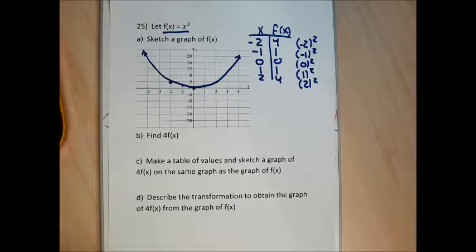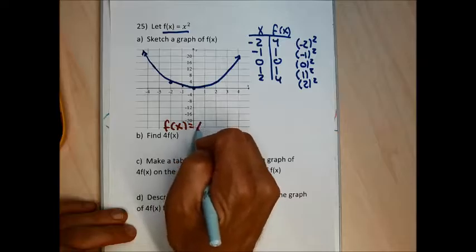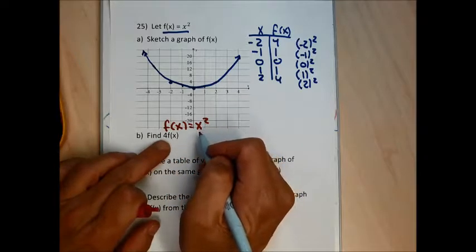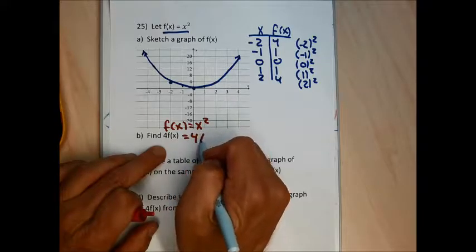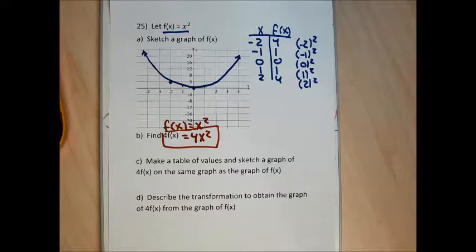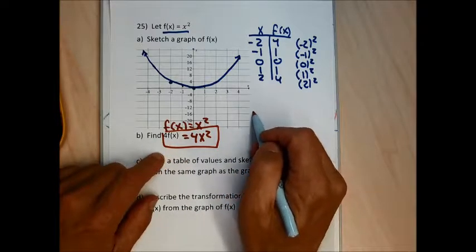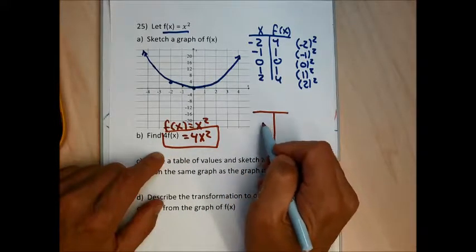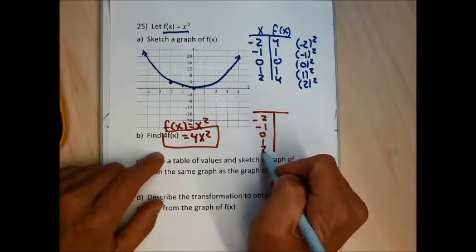Part B wants me to find 4 times f of x. Well, if f of x is equal to x squared, because that 4 is not in a parentheses, the 4 is just going to go in front of the x squared. The answer to part B is 4f of x equals 4 times x squared. Now I'm going to make a table of values and sketch a graph. And because the number that I'm multiplying by is not in the parentheses, I can use the same x values of -2, -1, 0, 1, and 2.